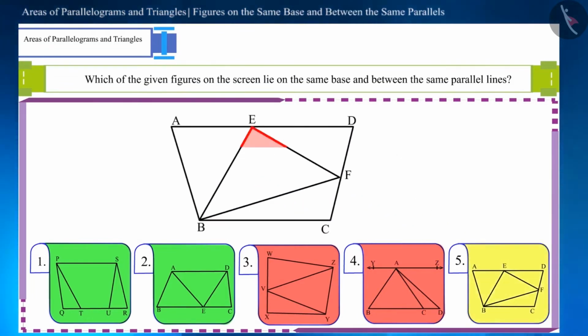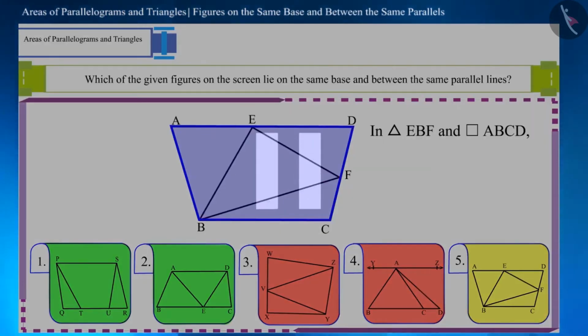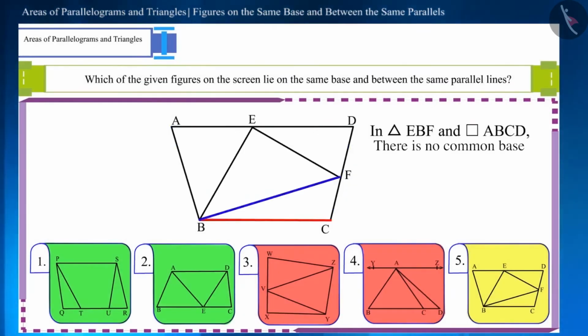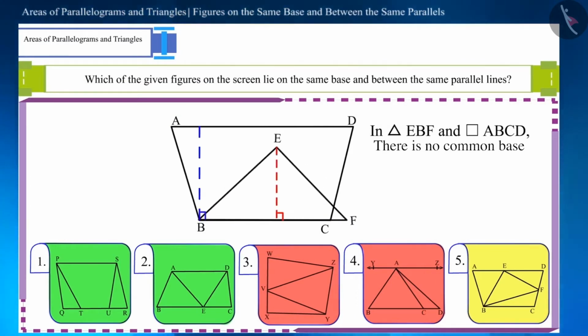Friends, is the base of the triangle EBF and parallelogram ABCD same? Are the two figures located between the same parallel lines? You can think of this by pausing the video. Friends, their base is not common, which we can observe just by looking at them. Are their heights equal? You can observe on the screen that their heights are not equal.